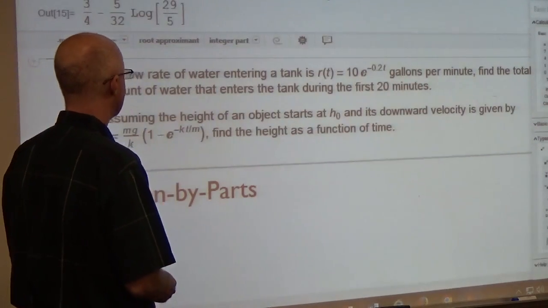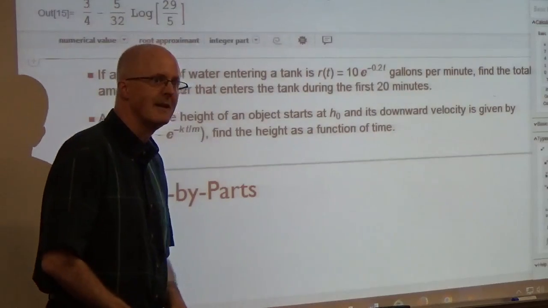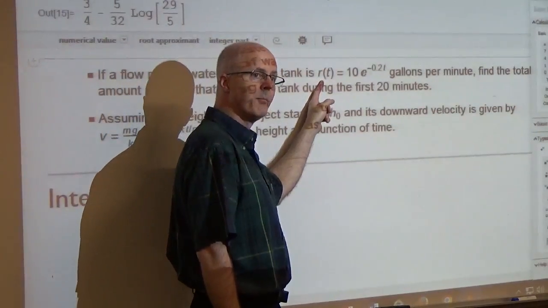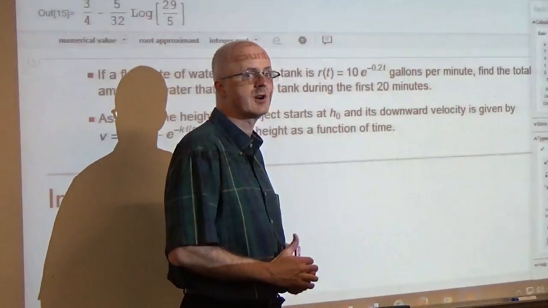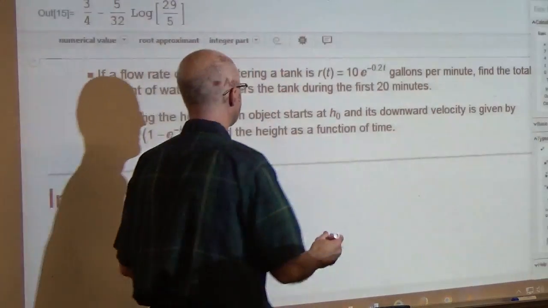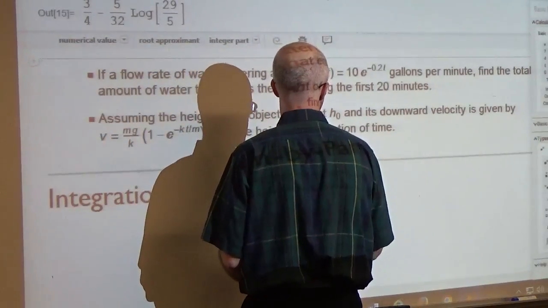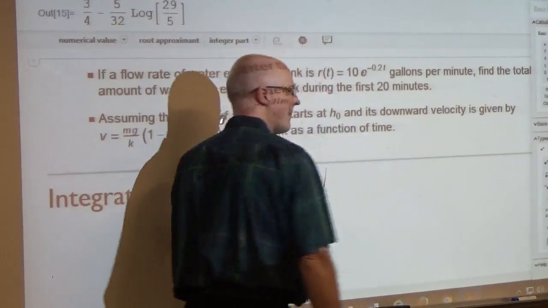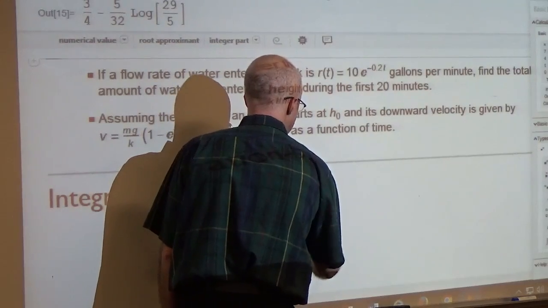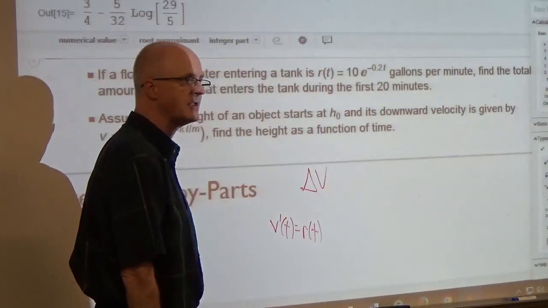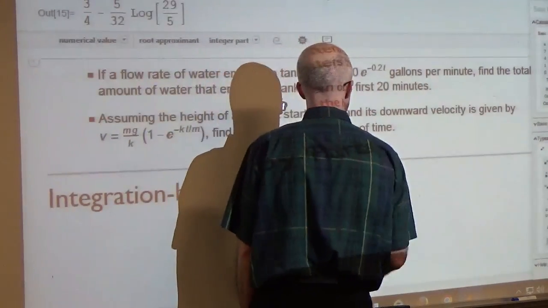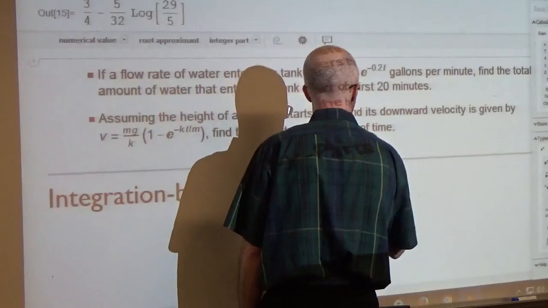Find the total amount of water that enters the tank during the first 20 minutes. This is really a derivative. I didn't write it that way. There's no prime here. But it is the derivative of some function, in fact, the function that represents the volume. To find the change in the volume, maybe R is the volume or V is the volume. The derivative of V is little r of t. To find the change in the volume, how much enters the tank in this case, because it is only an inflow, you would integrate r of t.